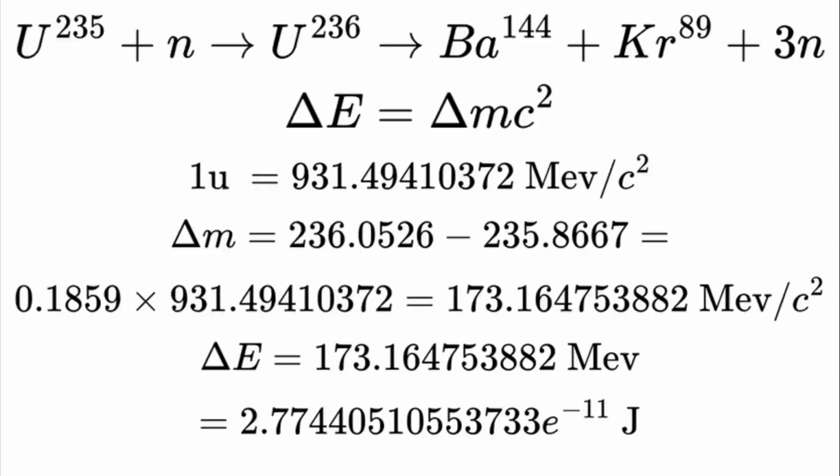And after this c squared cancels out, we get that the change in energy is about 173 MeV, or a very little amount of joules. This may not seem like a lot, but it's only 1 atom, and there's a lot more than 1 atom in uranium fuel. The 3 neutrons from the atom splitting will hit other atoms and continue the chain reaction.